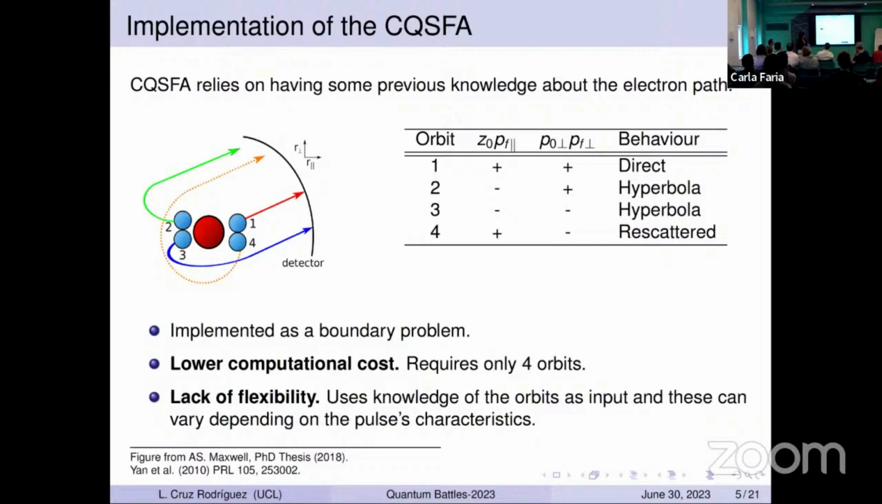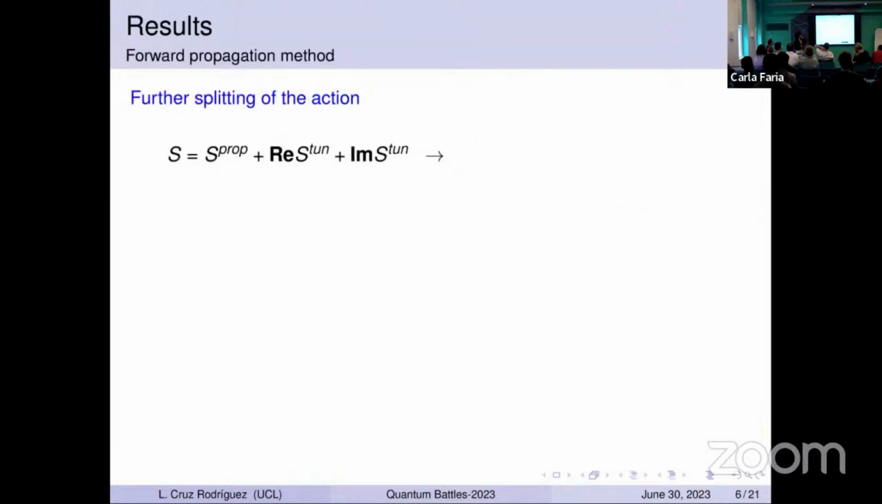So what we wanted to do is to use the CQSFA, but try to modify the implementation so we have something more flexible. And we developed 2 approaches. I will be talking about only one here today, in which we start from the CQSFA action and we build the rates.